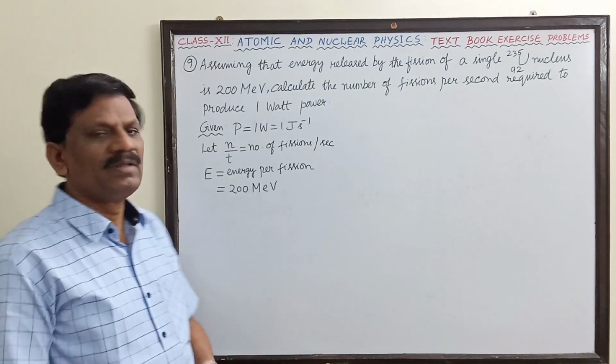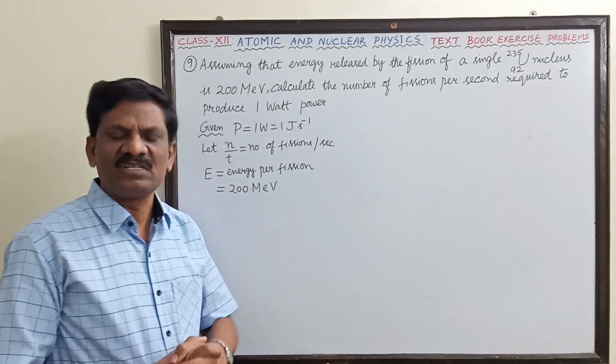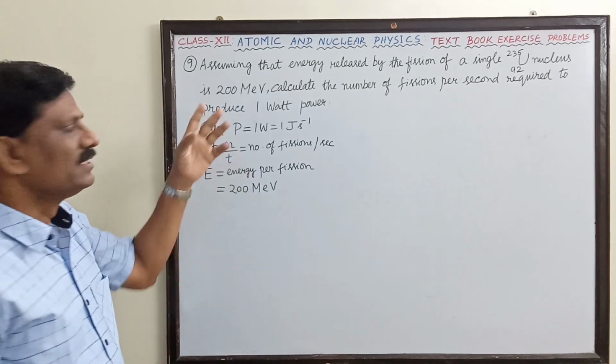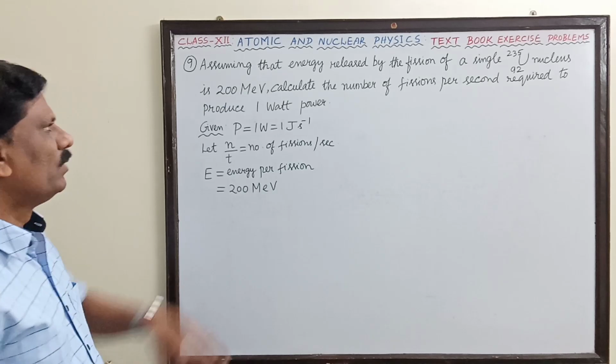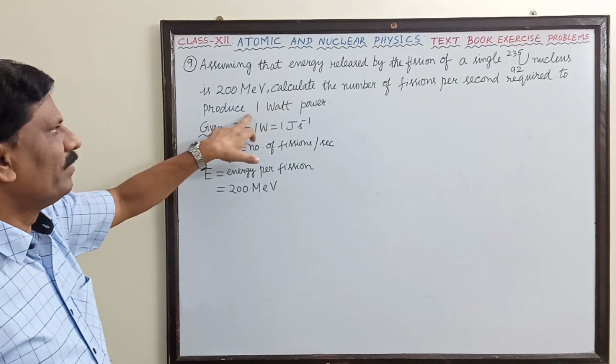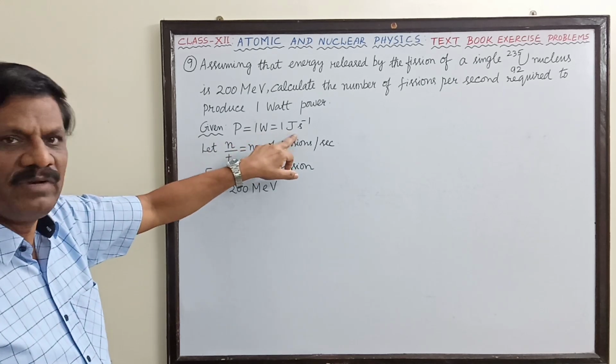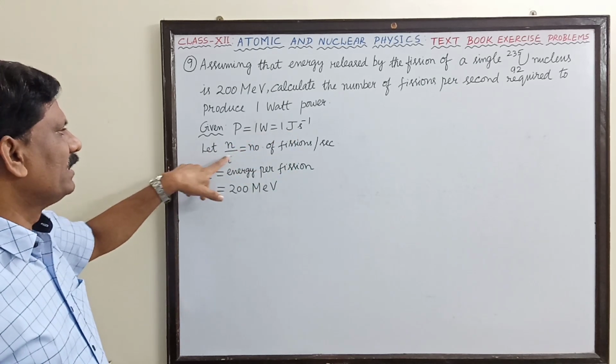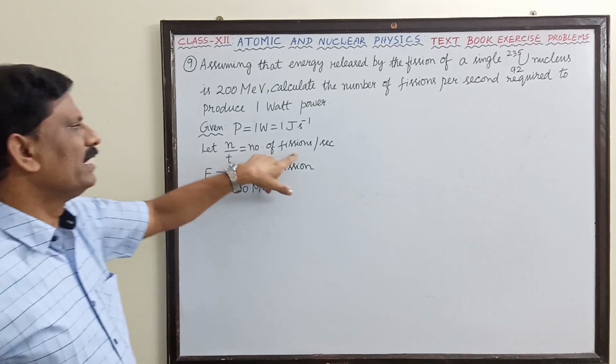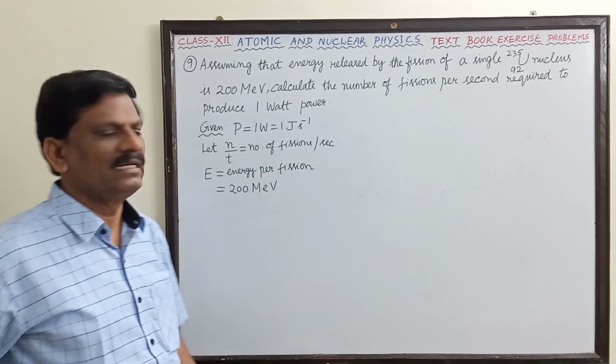So this type of problems are very important for the plus 2 board examination, and it is very simple also. Now what is the given quantity? The power to be produced is 1 watt, that is 1 joule for every 1 second. Now for that, N by T is equal to the number of fissions per second.